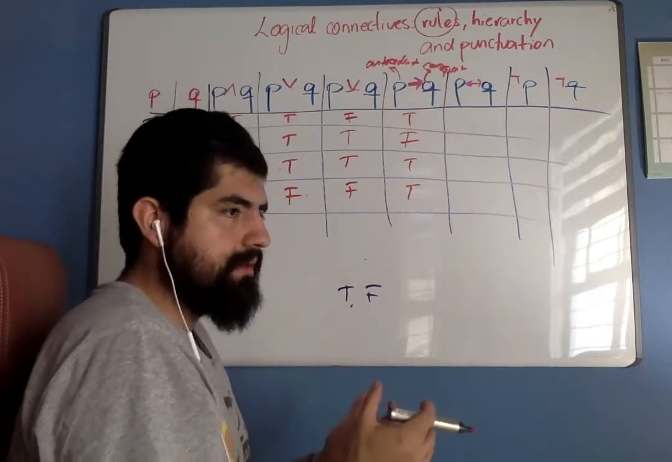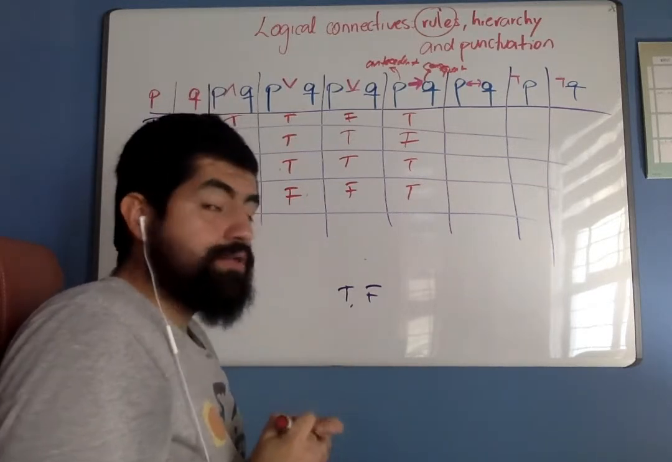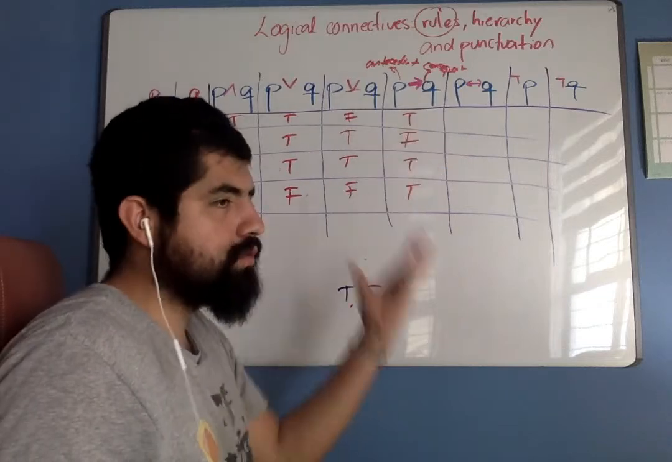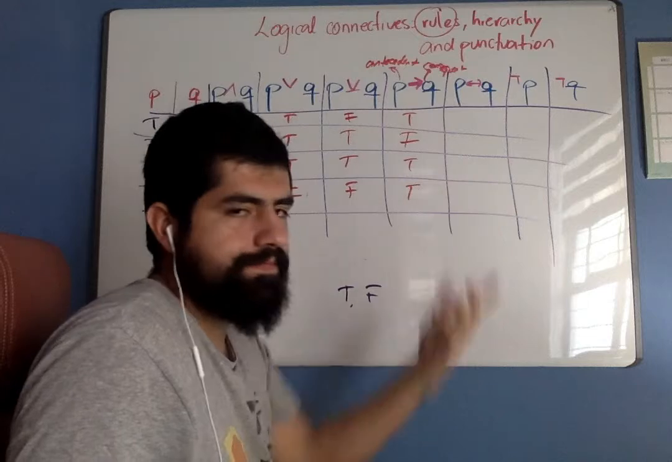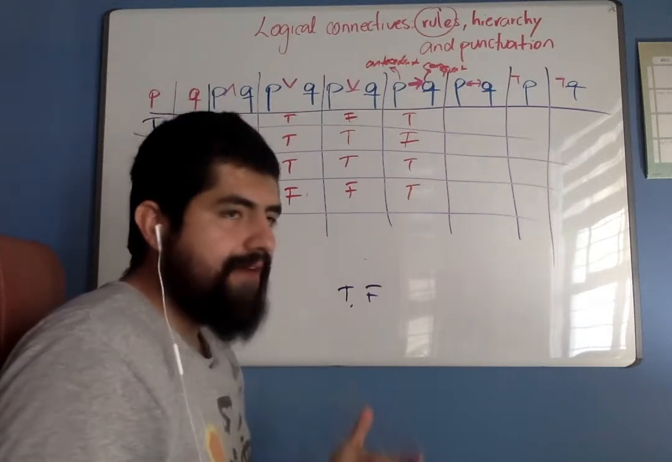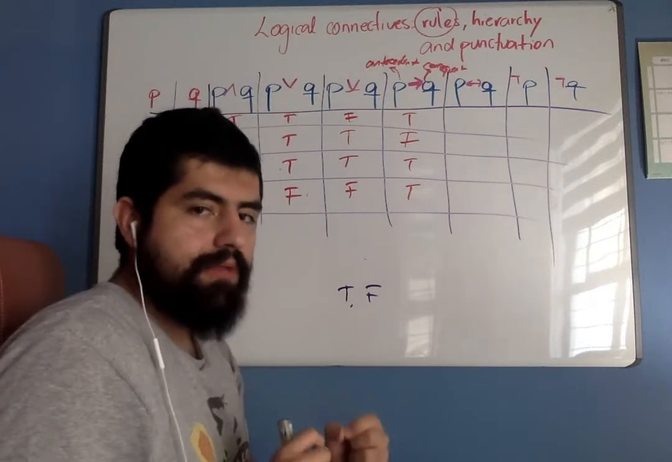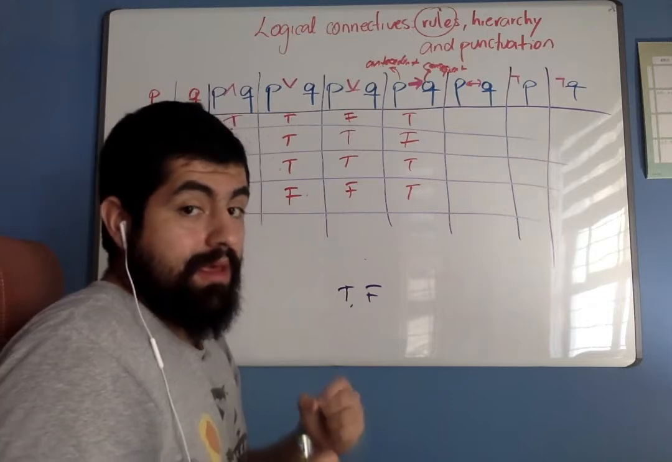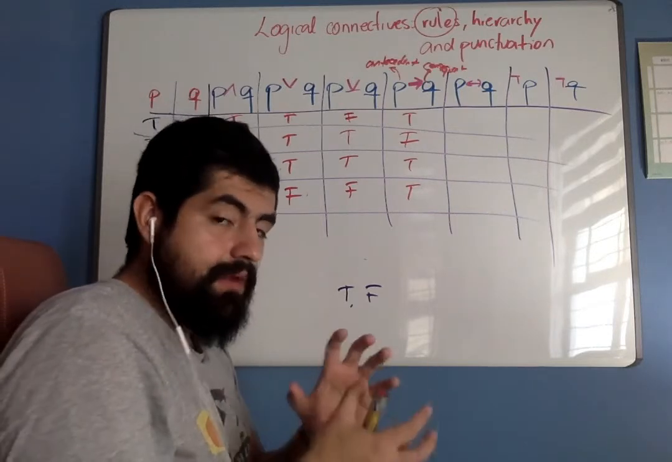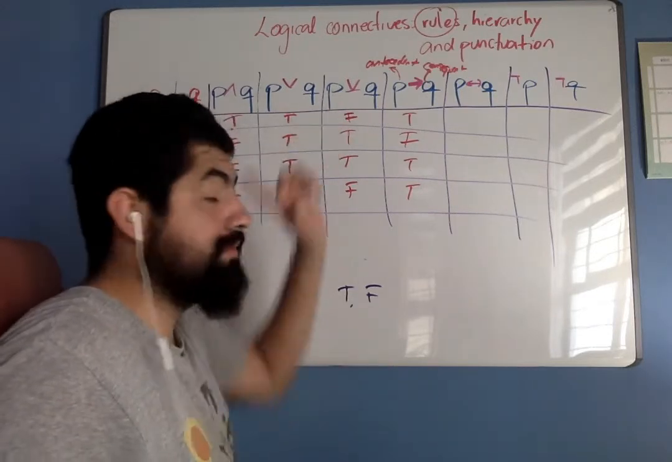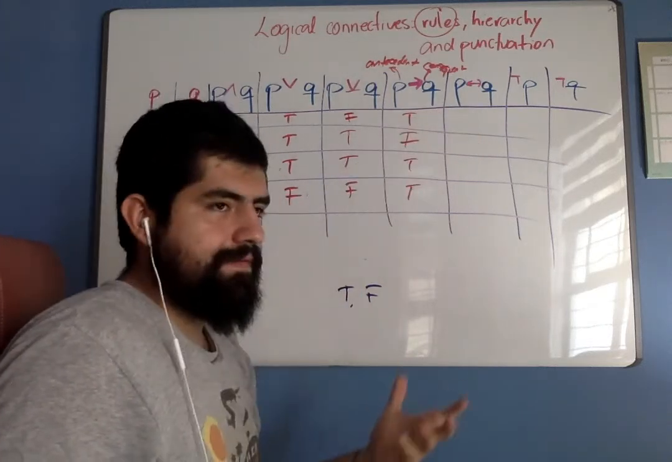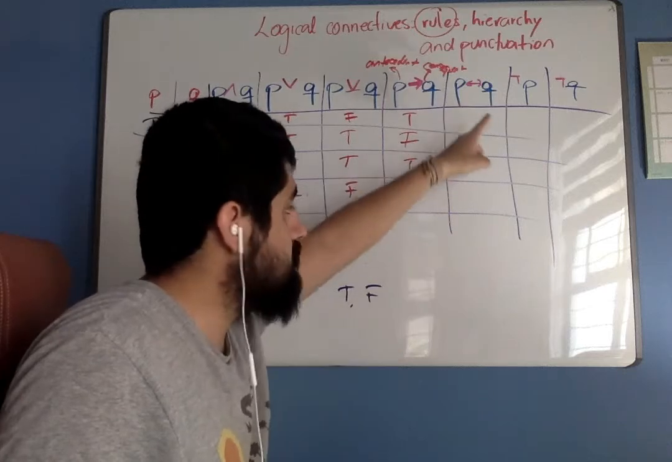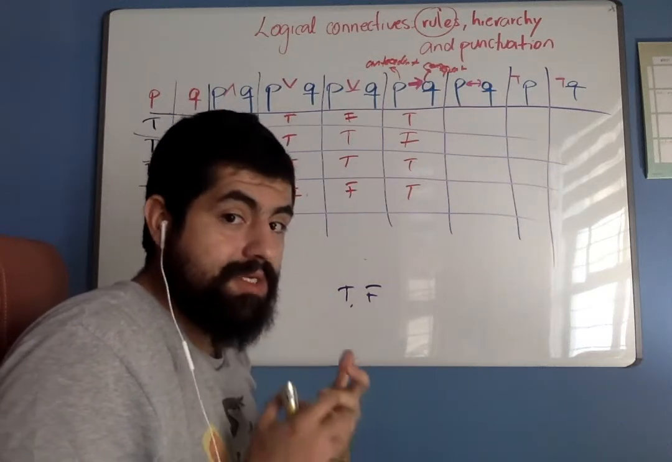The biconditional is true when both of its components, P and Q, have similar or the same values. As you can see, that is the complete opposite of the exclusive disjunction. So when P and Q have the same values, the biconditional is going to be true.